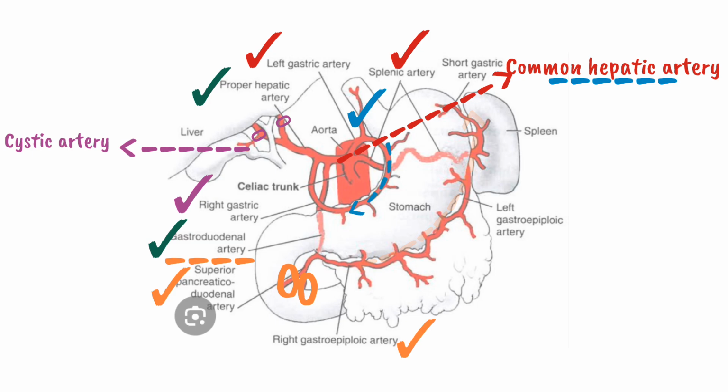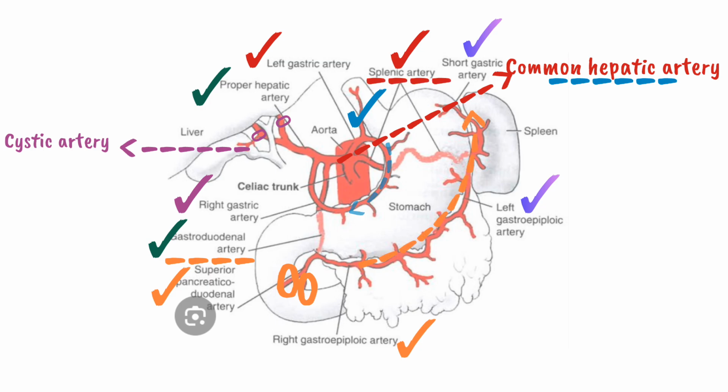Now come toward the splenic artery. The splenic artery will run above the pancreas, and it will give four terminal branches: branches to the spleen, branches to the body and tail of the pancreas, the short gastric artery which will supply the fundus of the stomach, and the left gastroepiploic artery. The left gastroepiploic artery will run along the greater curvature and will anastomose with the right gastroepiploic artery from the gastroduodenal artery. So there will be anastomosis along the greater curvature.